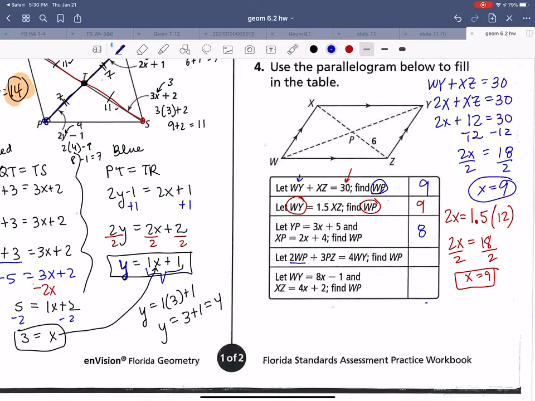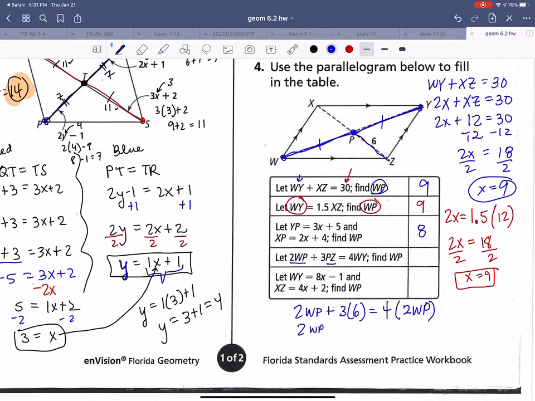Let 2 times WP, well, that's this whole thing. This one's 1 WP, that's a second WP. And 3 times PZ, so 2 times WP plus 3 times PZ, so that's just 6, right? Be equal to 4 times the whole thing WY. Well, what is WY? That's another 2WP. WP just WP.